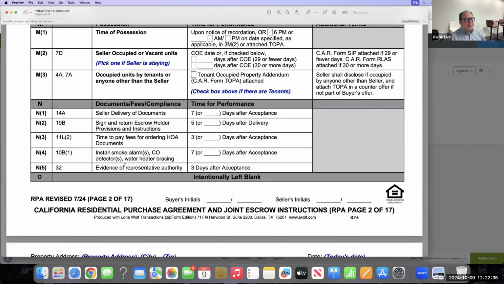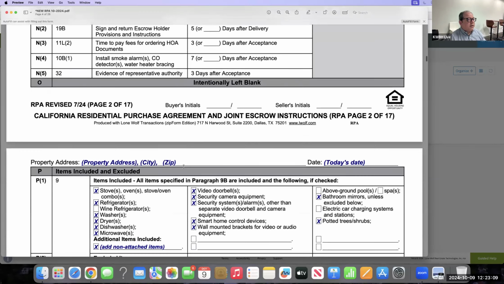All right, evidence of representative authority, 3 days after acceptance. This means that if the offer is coming from an entity, or the seller is a trust, an LLC, or a corporation, they're going to be asked to provide evidence that they have the right to sign on behalf of the entity. That makes sense, right? Escrow is going to make sure that the right people are signing the contract. Obviously, it has to be insured by title.